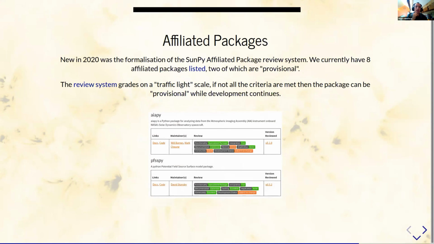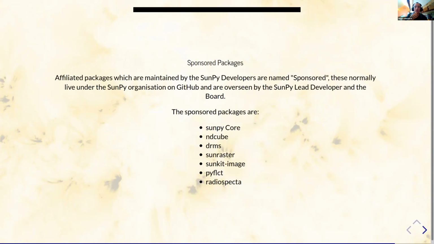Finally, the biggest change is formalization of our affiliated package review system. We currently have 8 affiliated packages listed. The review system grades the affiliated packages on a traffic light scale, red, amber, green, and on a variety of criteria, which you can see on the sunpy.org website. If the criteria aren't all met, then a package can be listed as provisional. In addition to this, the affiliated packages which are maintained by the SunPy developers are nicknamed sponsored packages, and that's a list of all the sponsored packages.